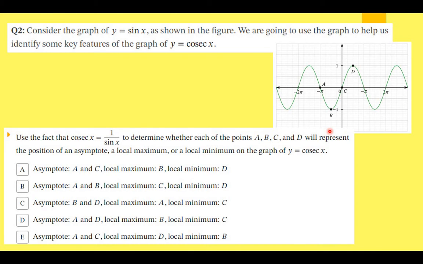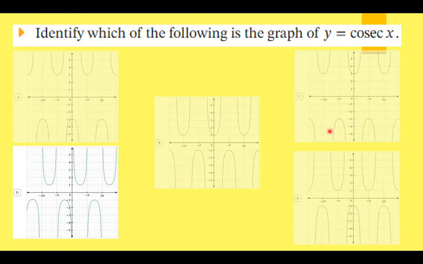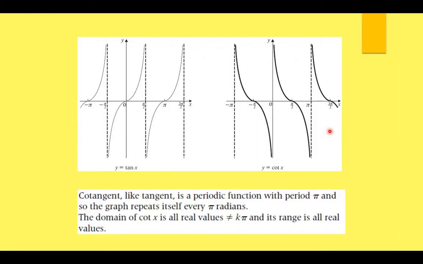Okay. Which key features are correct? Which statement is correct for these points? Here's the answer. Which is the correct graph for cosec? D again.